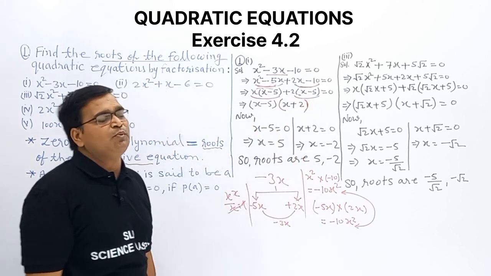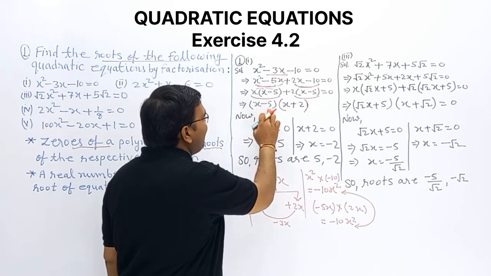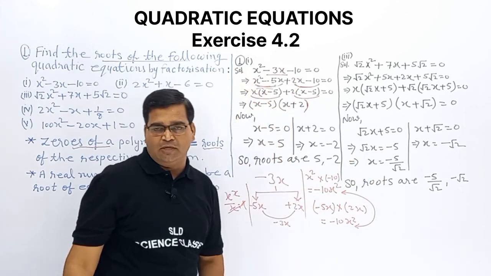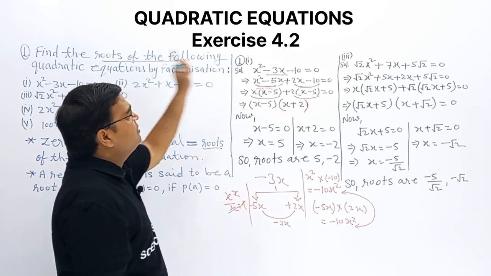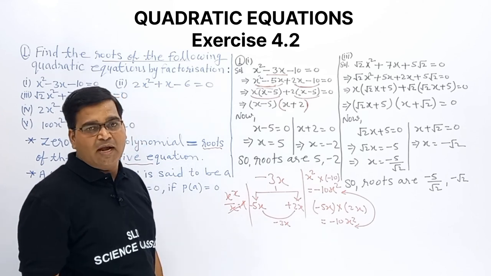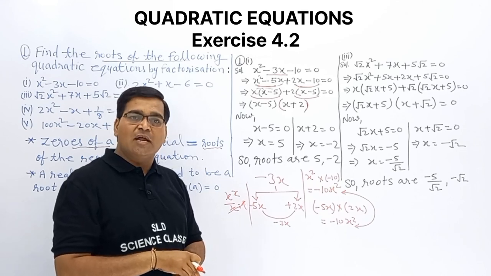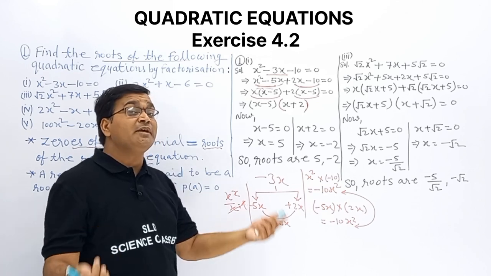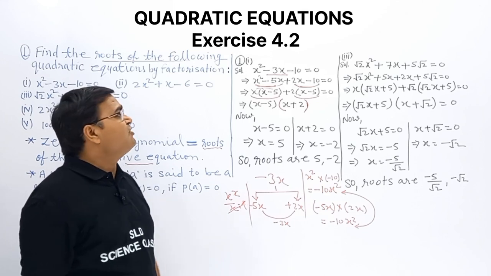Clear? So in this way we get two factors, x minus 5 and x plus 2, of this quadratic equation. So in this way we factorize the given quadratic equation, and these are the two factors of this quadratic equation. We get 2 factors. Why? Because a quadratic polynomial has degree 2, so the factors will be 2. Clear?